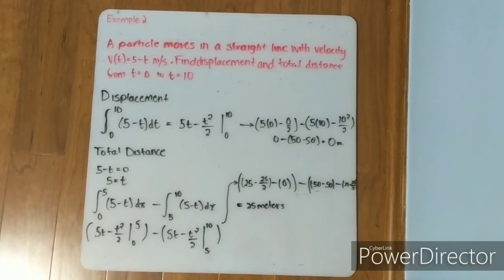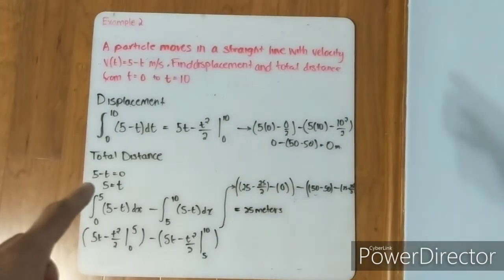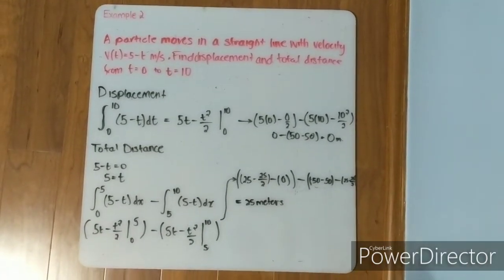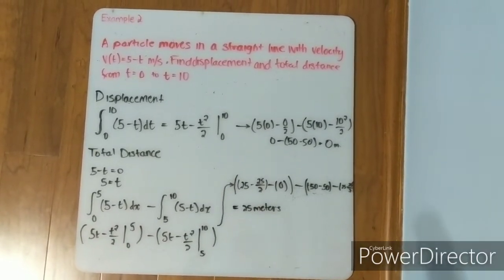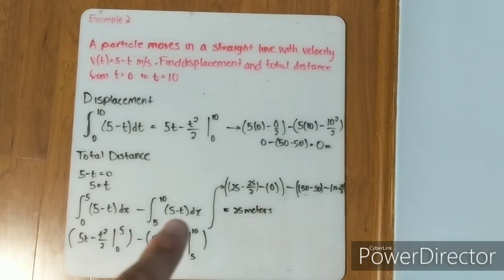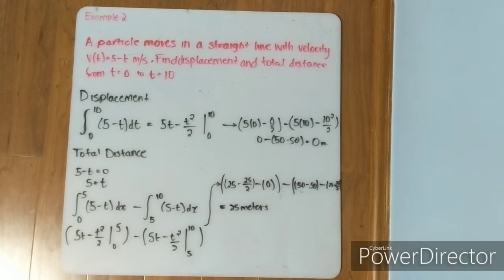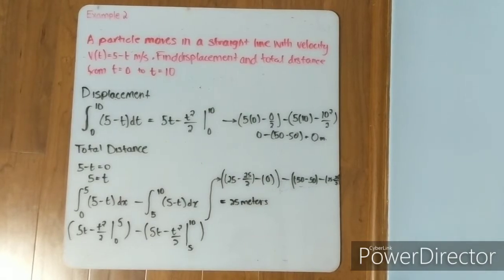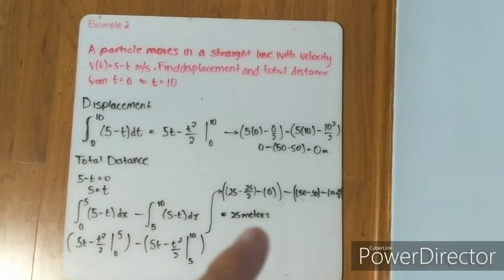However, for total distance, we would be taking the absolute value. So I set this function equal to 0 right here, and I found that the middle value is at 5. That means that we will be solving the integral from 0 to 5, which is halfway, and then the minus the integral of the other half, which is 5 to 10, right here. Once I found the antiderivative, which was the same thing as displacement, 5t minus t squared over 2, I then plugged in the numerous values and solved it so that the total distance is 25 meters.